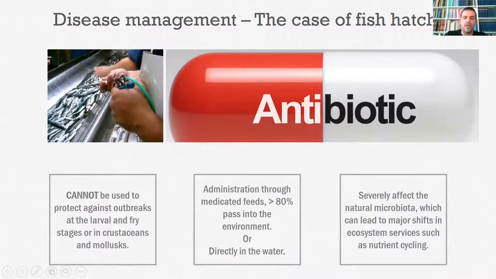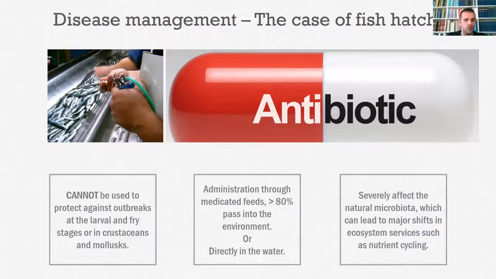But the problem is that we cannot use them in hatcheries simply because the adaptive immune system of the small fish, of the larvae, is in its infancy, and it's also not present in crustaceans or mollusks. And then there are antibiotics. We all know about them, we hear about them all the time. And apart from the classic problem of the development of antibiotic resistance, we have two other big issues that are mostly specific to aquaculture.